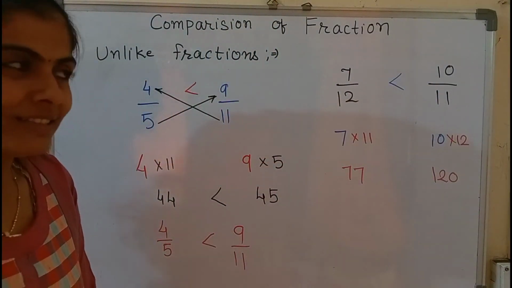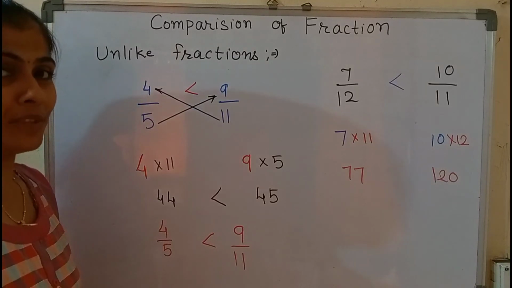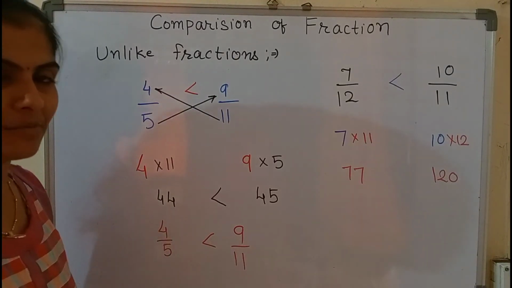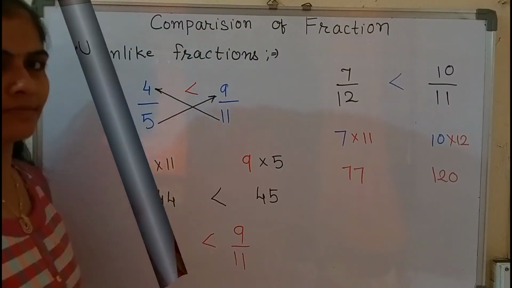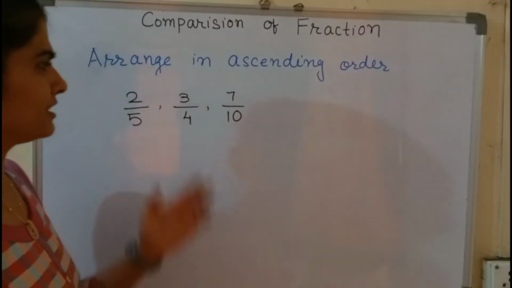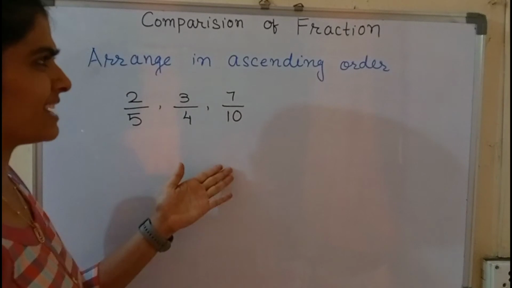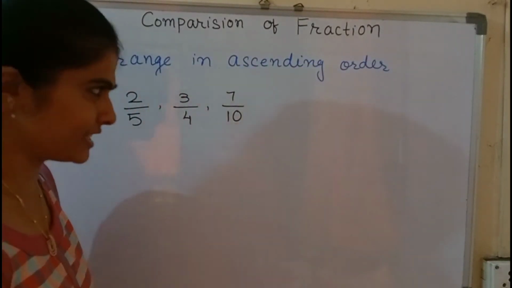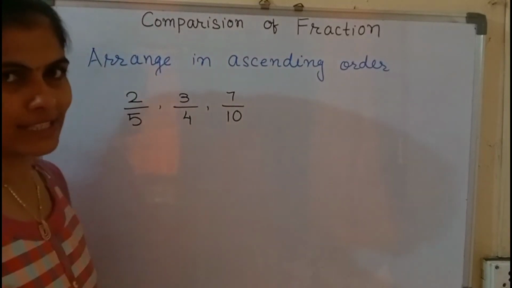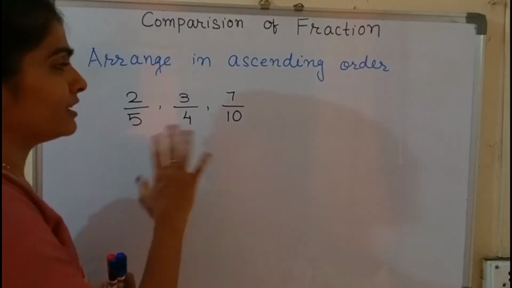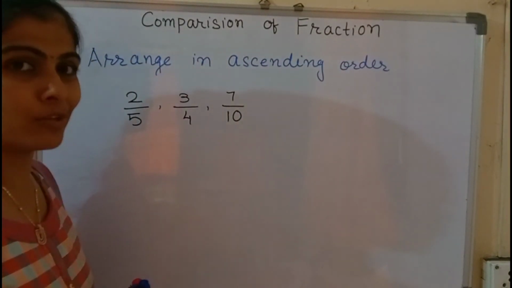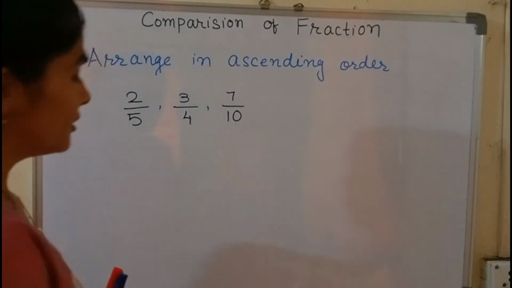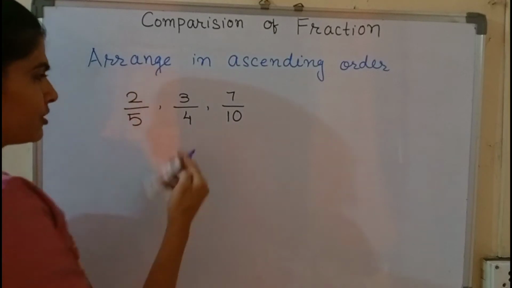Friends, in this case, if we need to do ascending order, then how do we do it? Let's take some examples of ascending order as well. Now we have three fractions, 2/5, 3/4 and 7/10, and we need to arrange them in ascending order. It means from the least to the greatest. Friends, here you can see that we do not have any common numerator or denominator in any of the fractions, so we cannot decide directly. So we need to go with the cross multiplication method.